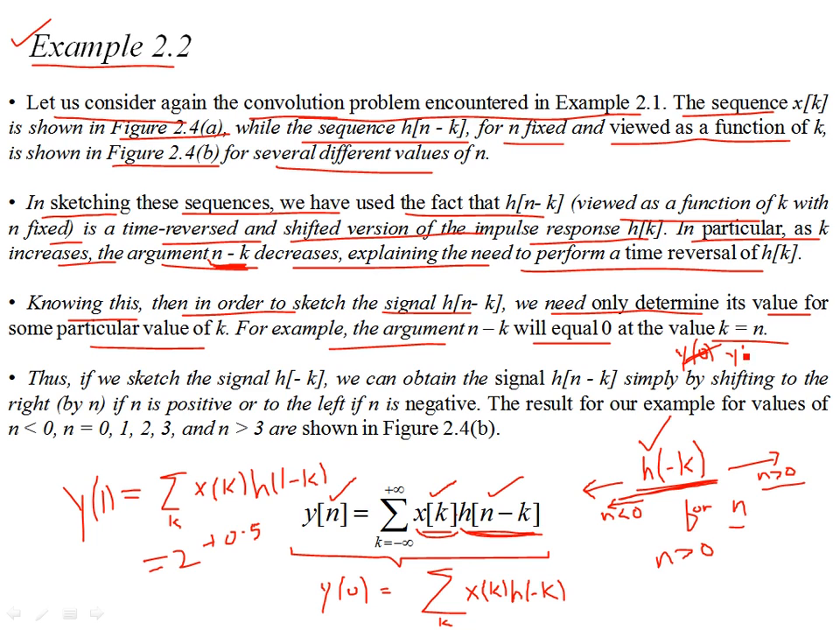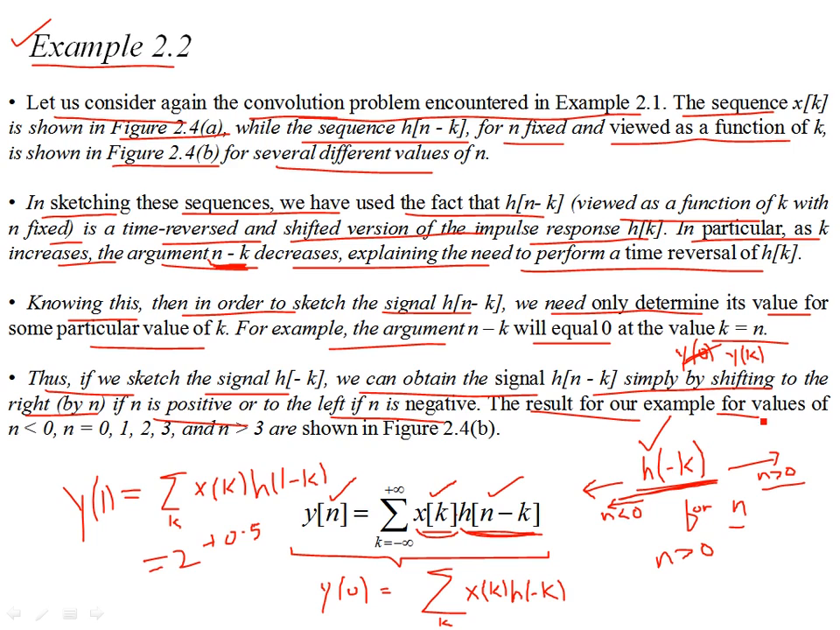In general, this is y of k. Okay, this is not. In general, this becomes y equal to k because n is equal to k. Now, thus, if we sketch the signal h minus k, we can obtain the signal h of n minus k by simply shifting to the right by n if n is positive, or to the left if n is negative.